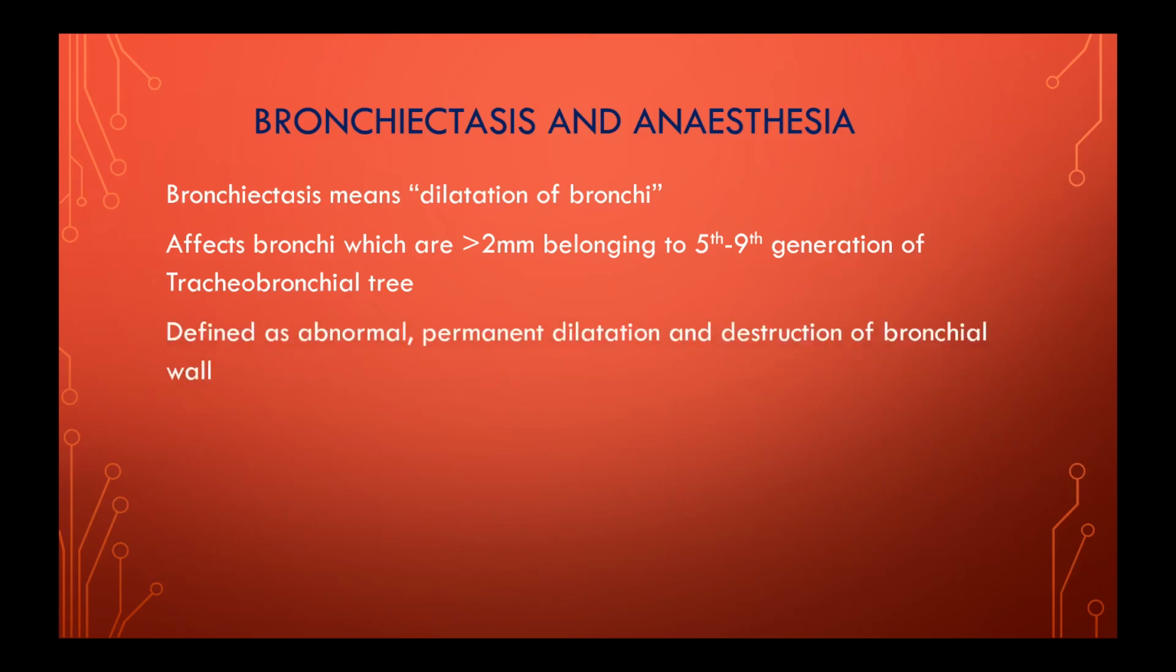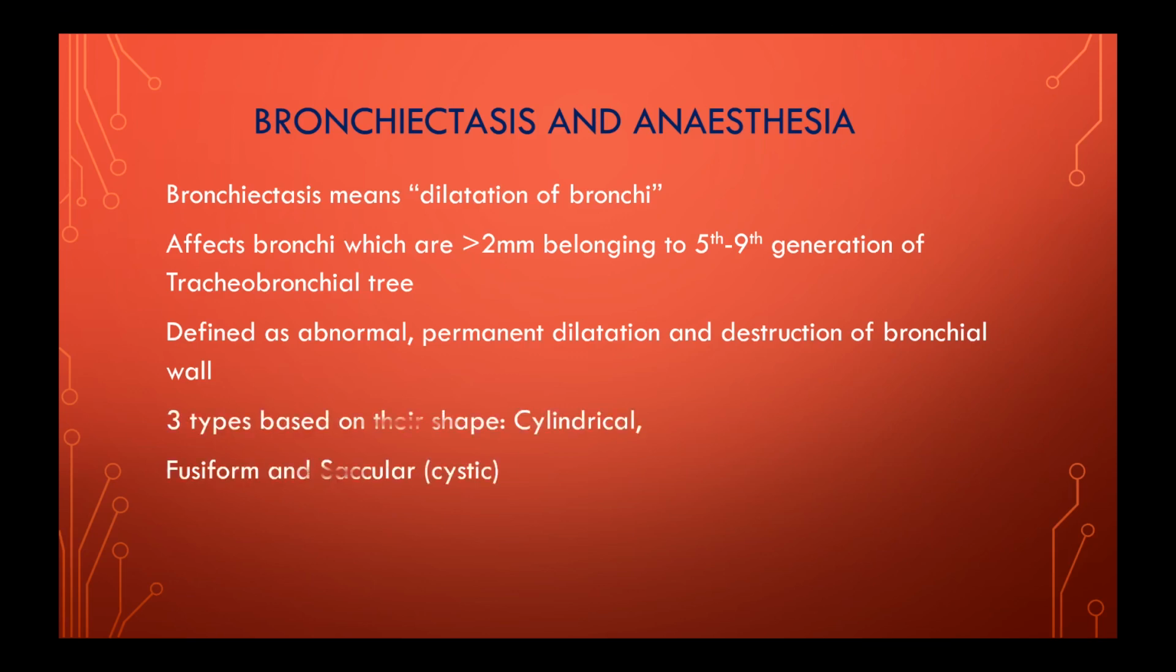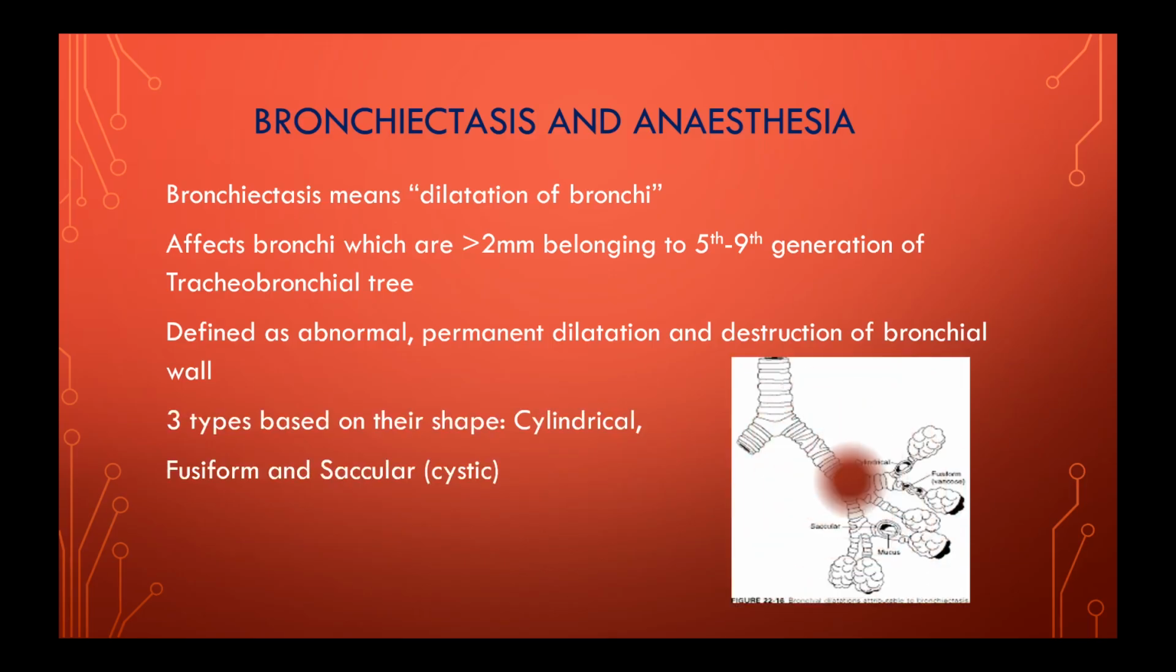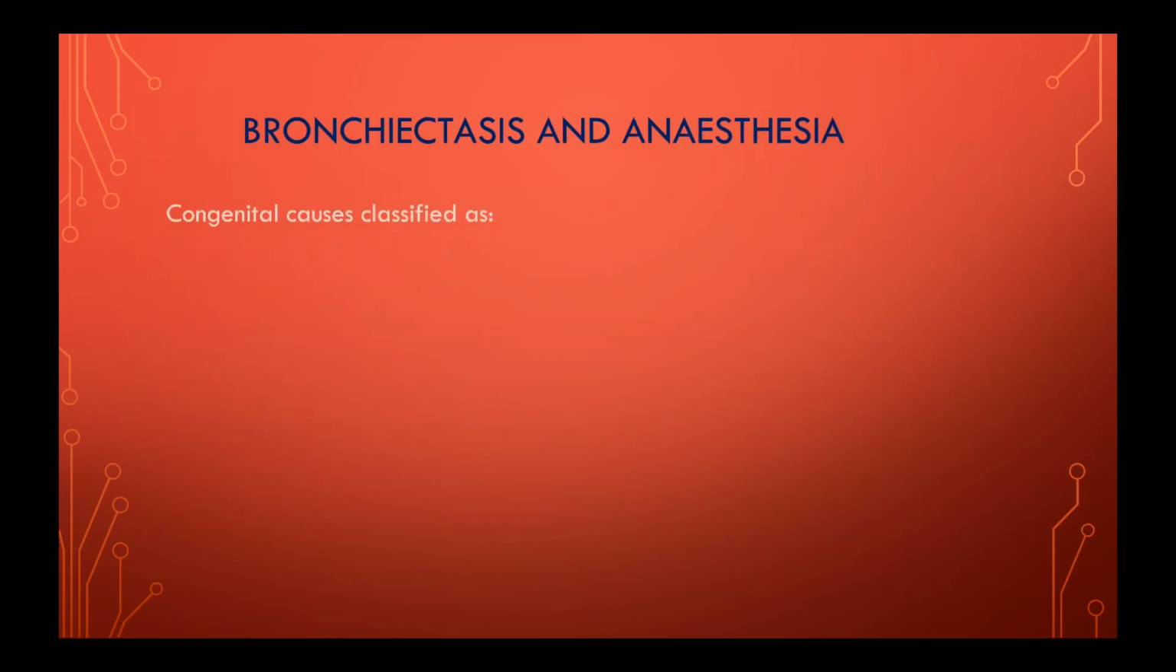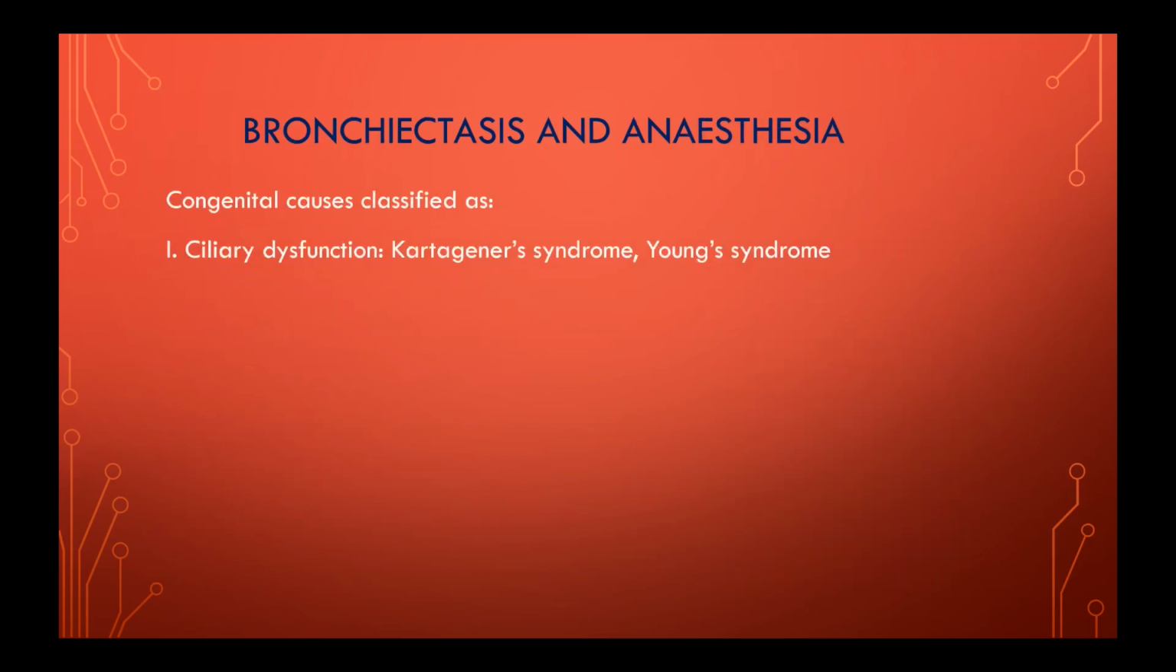It is defined as an abnormal permanent dilatation. Once it gets dilated, it cannot go back to the normal size. And the bronchial wall also gets destroyed. And based on the shape, it is classified into the cylindrical, fusiform, and saccular types. You can see the picture there. It can be classified as congenital as well as acquired.